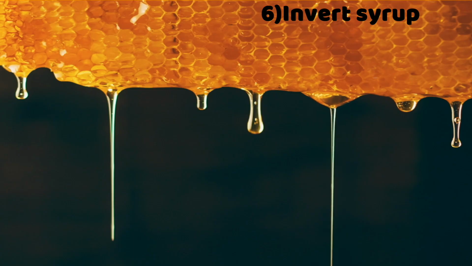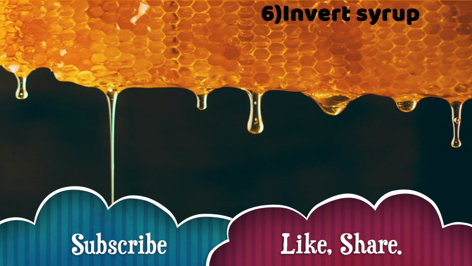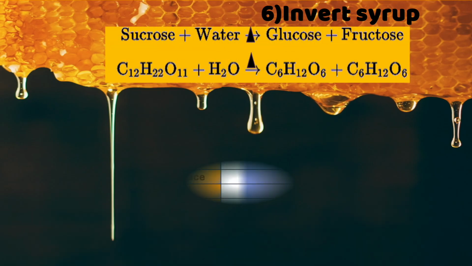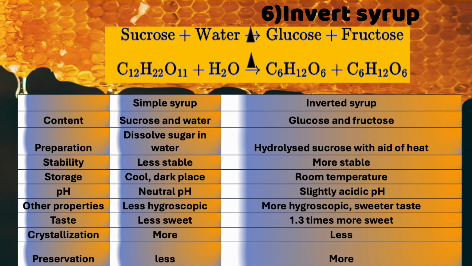What is invert syrup? Syrup is prepared from sucrose and water. Sucrose is a disaccharide, and inversion may happen due to exposure to high heat or the presence of acid. If you heat the prepared simple syrup for a longer time at a higher temperature, the sucrose, which is a disaccharide, breaks down into the monosaccharides glucose and fructose, and the color of the solution changes to brown or caramel color. This is your invert syrup.